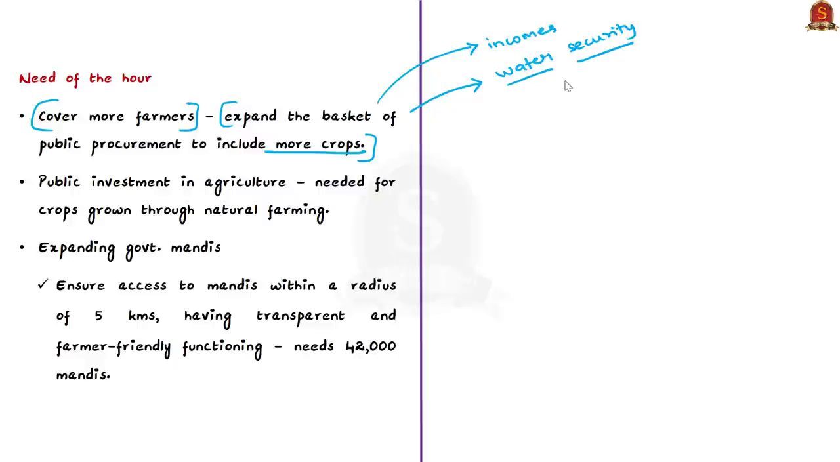So to encourage this production, the government can assure that it will procure 25% of actual production of these crops for a particular season. Second is, we require public investment in agriculture.